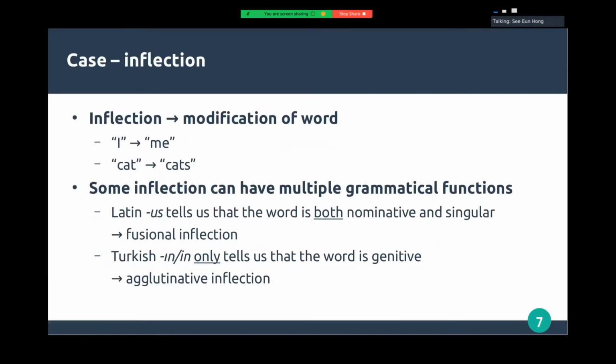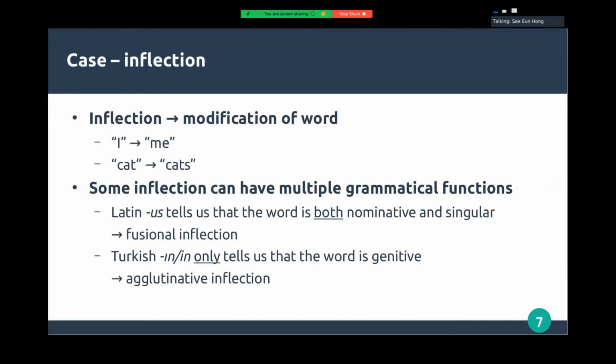So inflection is one of the many ways in which case can be represented. An inflection is simply a modification of a word. So the word I in the nominative or the subject case changes to me in the oblique case. Or the word cat becomes cats in the plural number.